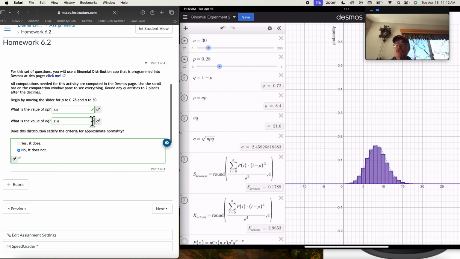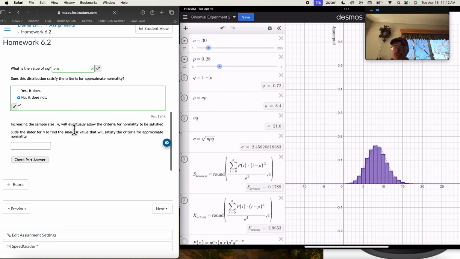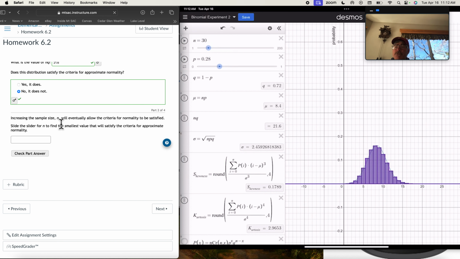All good to go. So then there's a solution when your np and your nq are not big enough, and that is you can just increase your sample size. It says increasing the sample size n will eventually allow the criteria to be satisfied, and that's always true. So a researcher picks their sample size. Here we're supposed to slide the slider for n to find the smallest value that will satisfy the criteria. So it's going to be a little tricky. But I need my np and my nq to go bigger than 10.